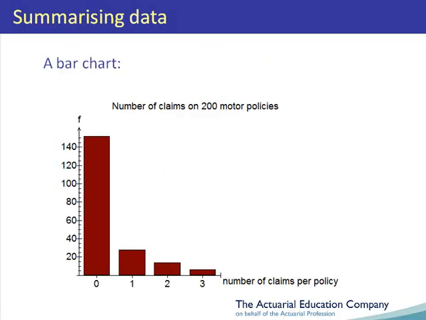We will start by drawing a bar chart for the data. A bar chart for these data will look like this. The height of each bar represents the number of policies having the given number of claims. Note that this sample is a sample of discrete data. The number of claims per policy can only be an integer, 0, 1, 2, 3, and so on.